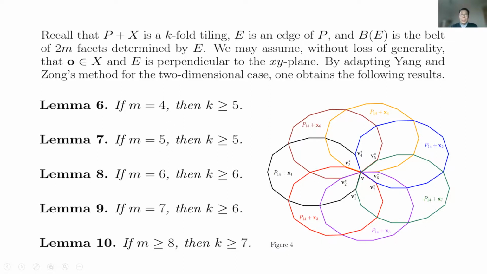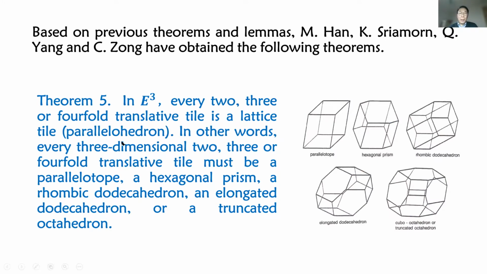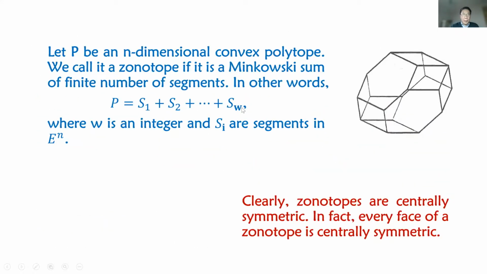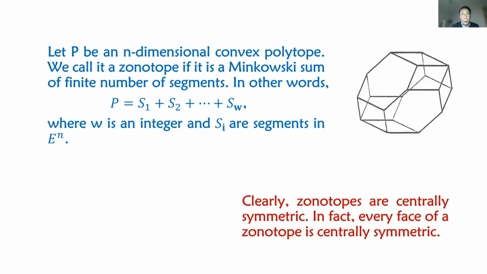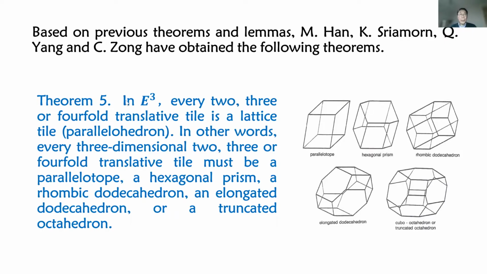Okay, so now we can pull back, using the result of Venkov and McMullen, this if and only if statement here. We have to pull back to use this result, and then we can conclude. So we can conclude that in 3 dimensions, in our ordinary Euclidean space, every 2, 3, or 4-fold translative tiling is a lattice tiling. This means a parallelohedron.